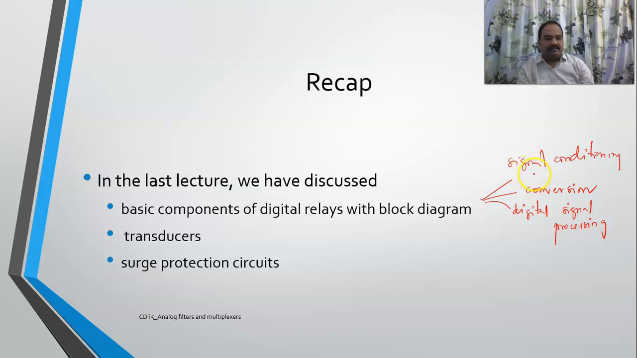Now, in the signal conditioning system, we have seen that there are four different parts. The first one being the transducers, the second one being the surge protection circuits. We have seen that the transducers help in scaling down the operating values of currents and voltages, and that surge protection circuits, which are isolation transformers, capacitors, and Zener diodes, protect the circuit. The remaining two are the filters and analog multiplexers.